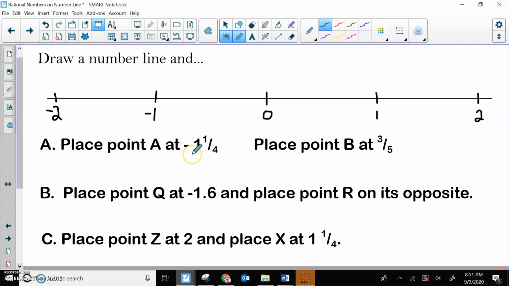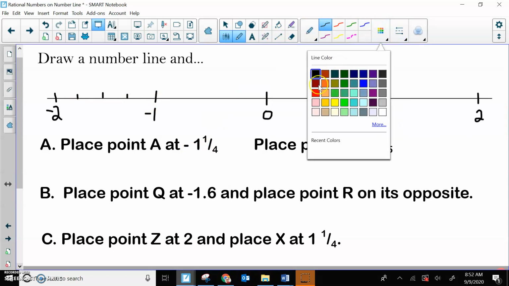So point A is negative 1 1/4. So if I am starting at 0 and I'm moving toward the negatives, I'm moving in this direction, I will pass negative 1, and somewhere between negative 1 and negative 2 is negative 1 1/4. Because we're dealing in fourths, I want to go ahead and split up this section here into fourths. So that will help me really see where negative 1 1/4 is. And so I can see that.